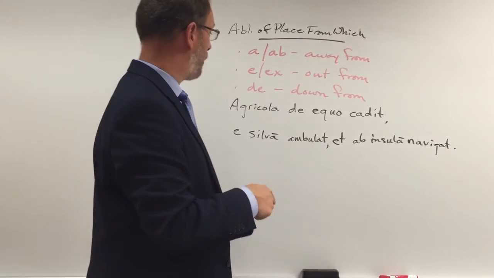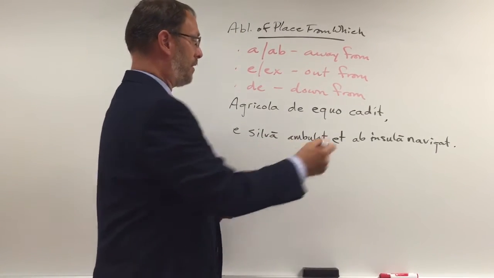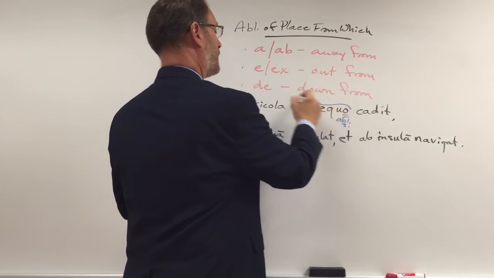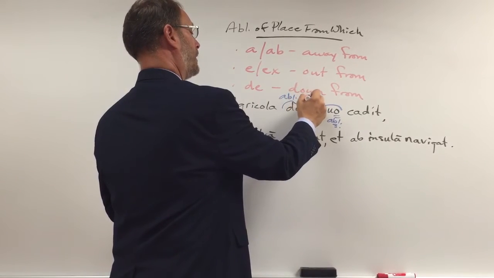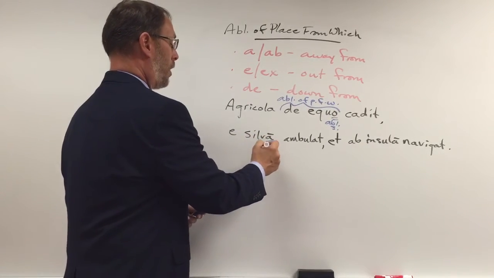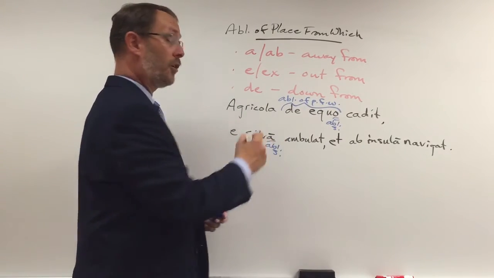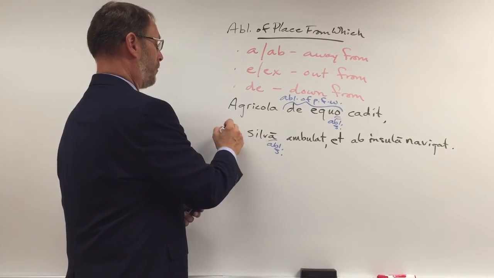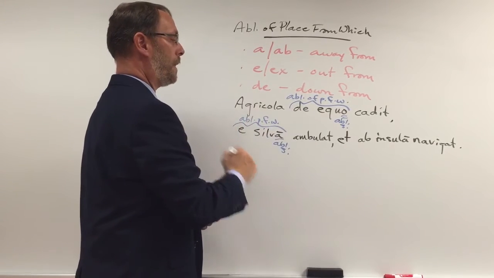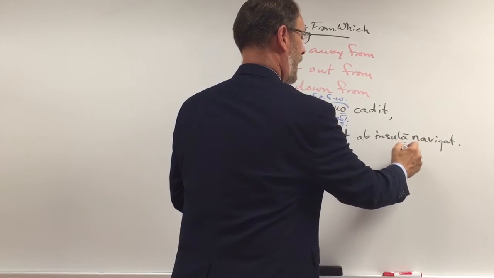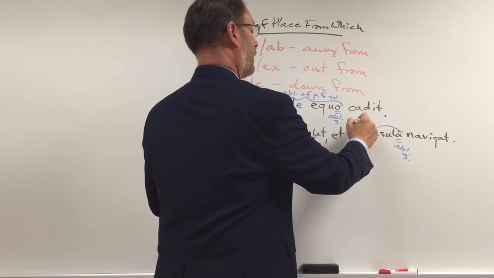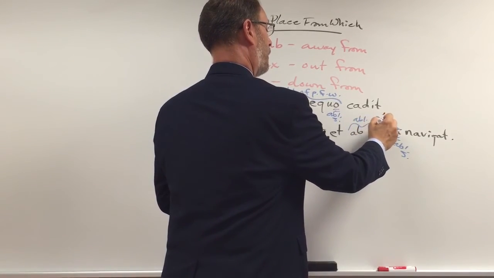All right, let's see what our ablatives are here. Well, equo is ablative because it's O, it's second declension. We've got the de here, so we can say ablative of place from which. We've got another one, silva has the long A, that's obviously ablative singular from first declension. We've got the e in front, so there's another ablative of place from which. And then finally, we've got insula. There's that long A, ablative again, ablative singular. We've got ab in front of it. And so now we've got another ablative of place from which.